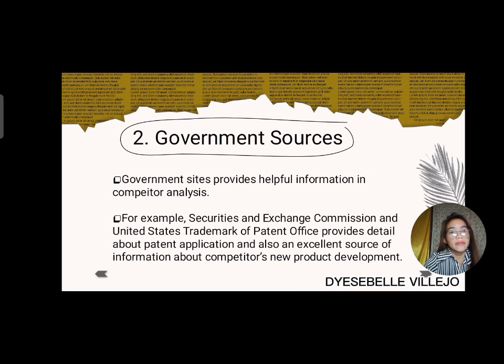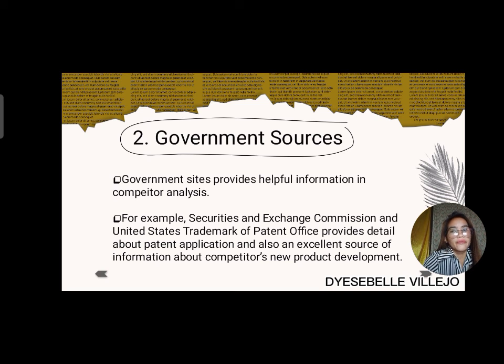Kay kani mga government sites mangod, kay mga reliable sources mangod siya nga naghatag pod og reliable nga mga information nga very helpful when conducting a competitor analysis. So for example, the Securities and Exchange Commission and United States Trademark of Patent Office provides data about patent application and also an excellent source of information about competitors' new product development.